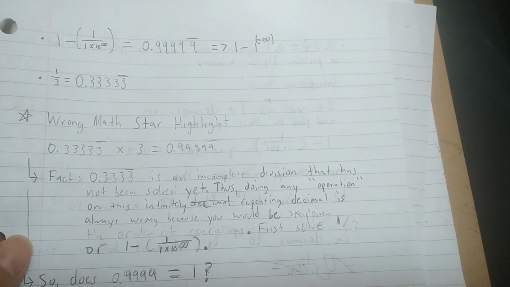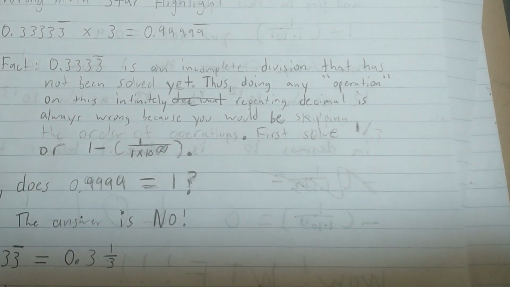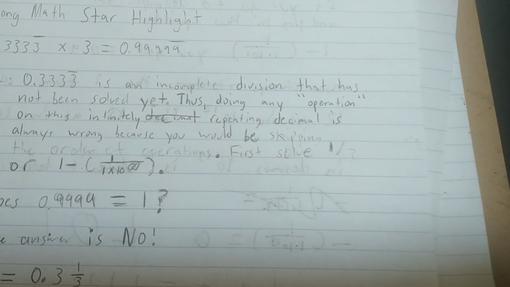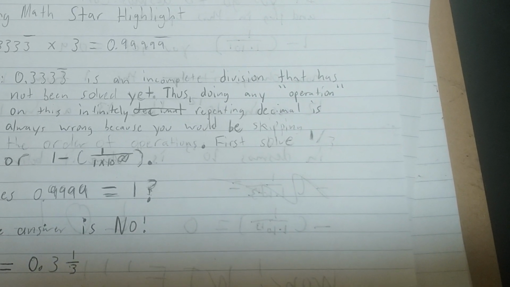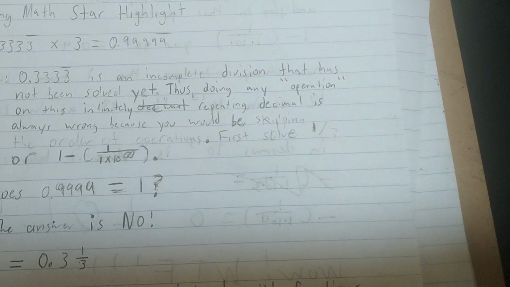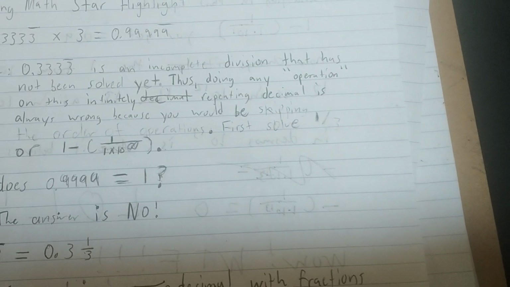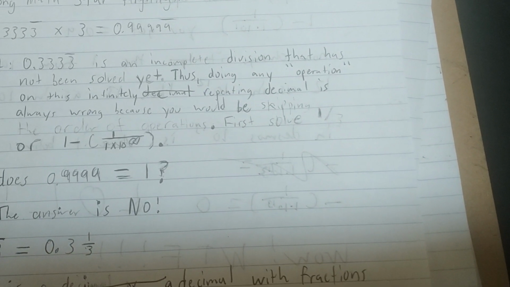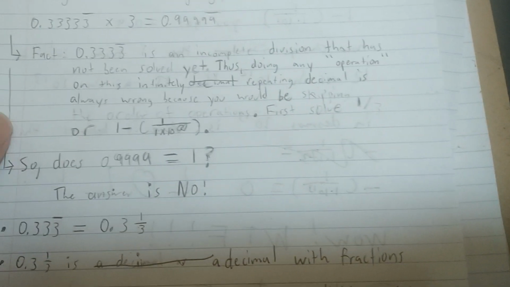I've been thinking about these. In fact, 0.333 to infinity is an incomplete division that has not been solved yet. Thus, doing any operation on this infinitely repeating decimal is always wrong because you would be skipping the order of operations. First, solve 1 divided by 3, or 1 minus 1 divided by 1 times 10 to the power of infinity, right?